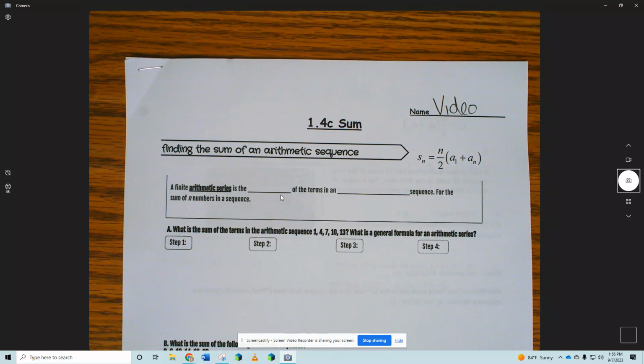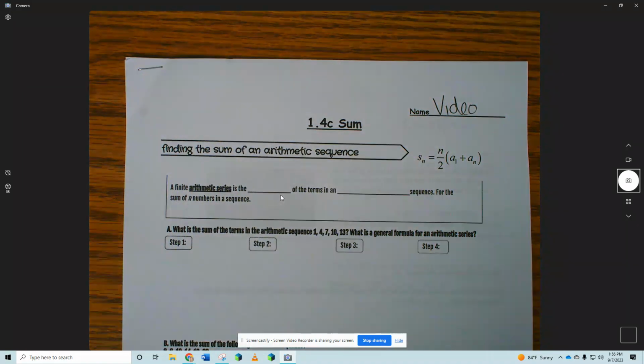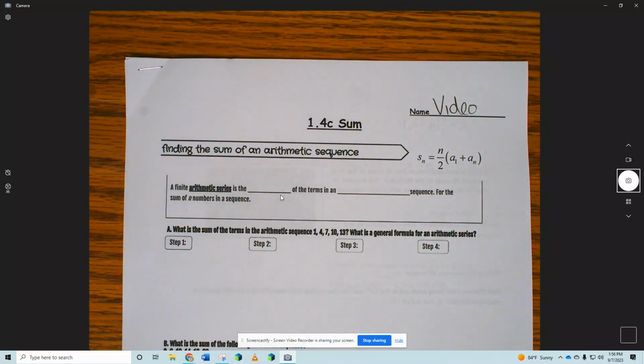And you would use that if I wanted to know, like in bell work, the 11th term, for example, or in some of your homework, you had to find the 7th term, things like that. Today I want to know what's, like, if I add up a list of numbers.